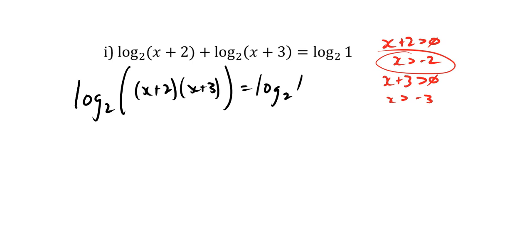When we get to this point, I did my restrictions. Okay, x greater than -2 and x greater than -3 means x has to be greater than -2.